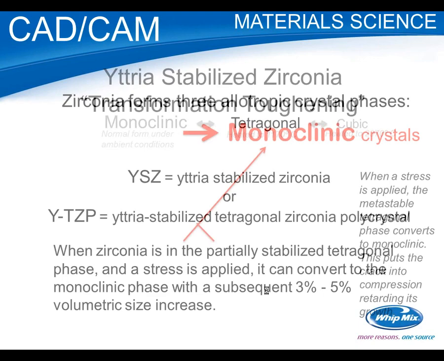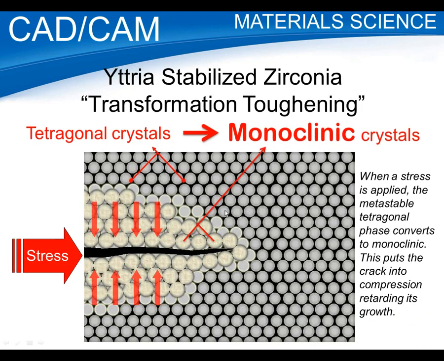So what we see is that as we applied a stress and it promoted a crack, the tetragonal zirconia converted to monoclinic, increasing in size and basically plugging the crack. Or to say it more officially, when a stress is applied, the metastable tetragonal phase converts to monoclinic. This puts the crack in compression, retarding its growth. So this is the magic really behind zirconia and why it's become such a popular material for medical.